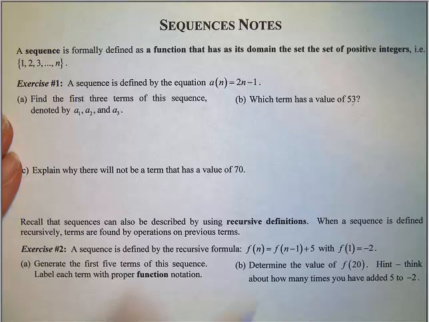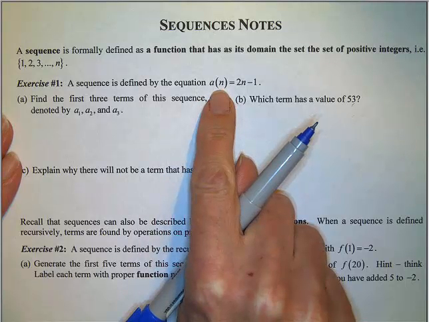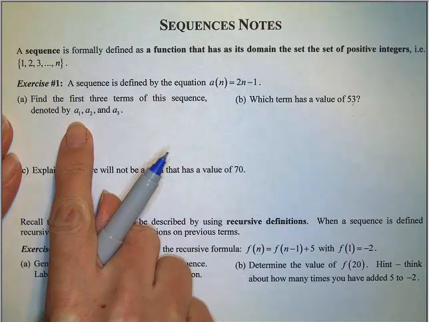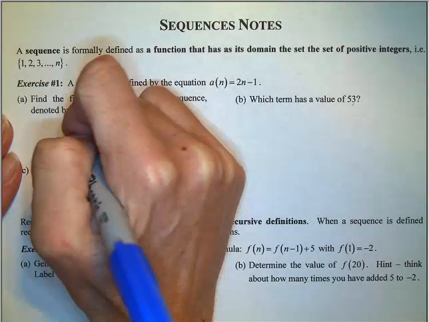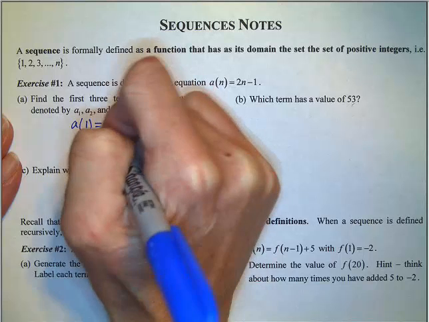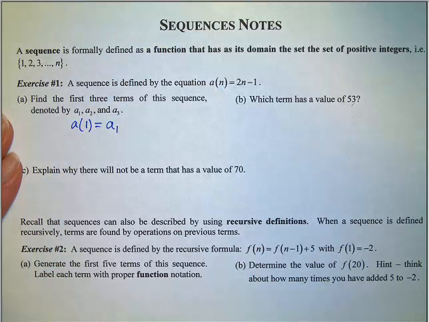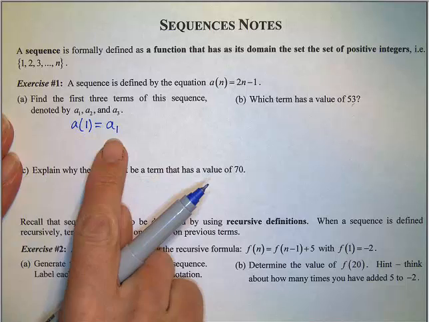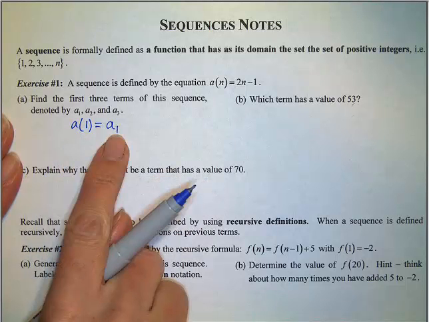Now, your notation, this is function notation, and this is subscript notation. They are interchangeable. So I could be finding a of 1, which is the same as a sub 1. So you have to get used to the different kinds of notations, function notation or subscript notation.